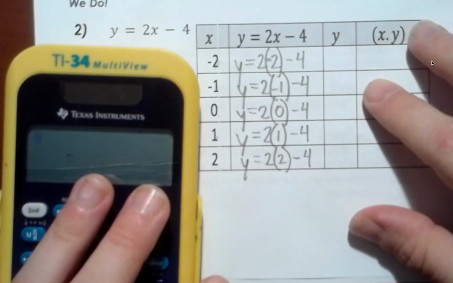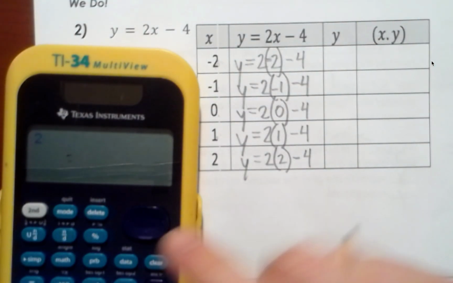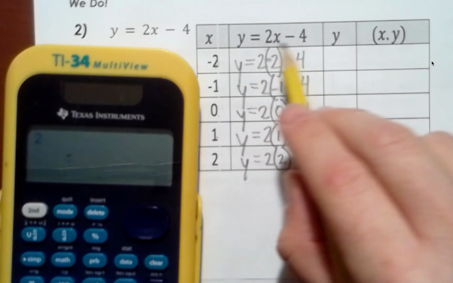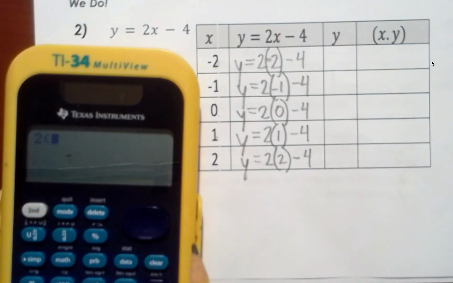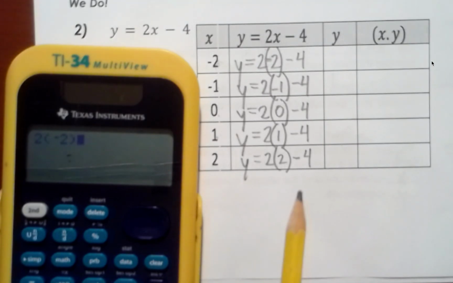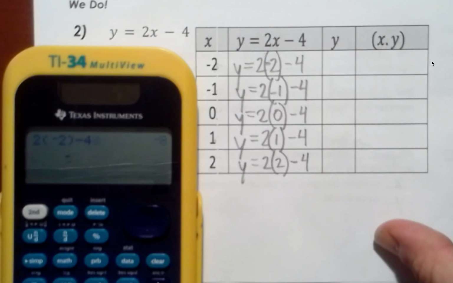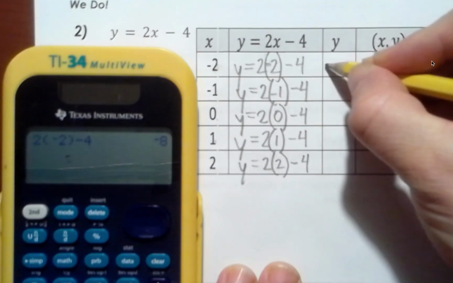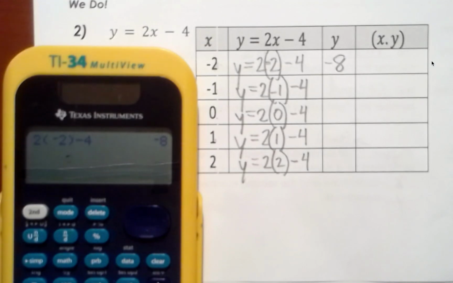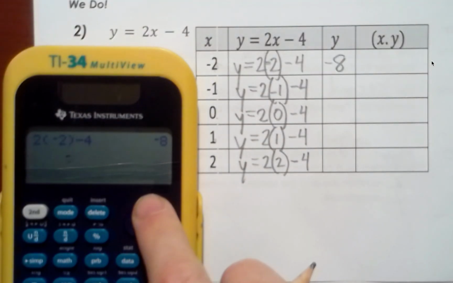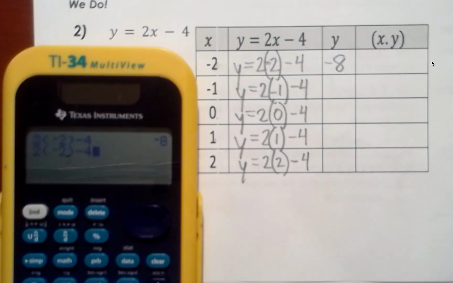So 2, I'm only putting in the right side of the equation, 2, open parentheses, -2, minus 4. Remember, this means 2 times -2 minus 4. I hit enter, and that gives me -8 for my y. Now you can go up to the expression that you typed in and change it to -1. Hit enter, and now I get -6.